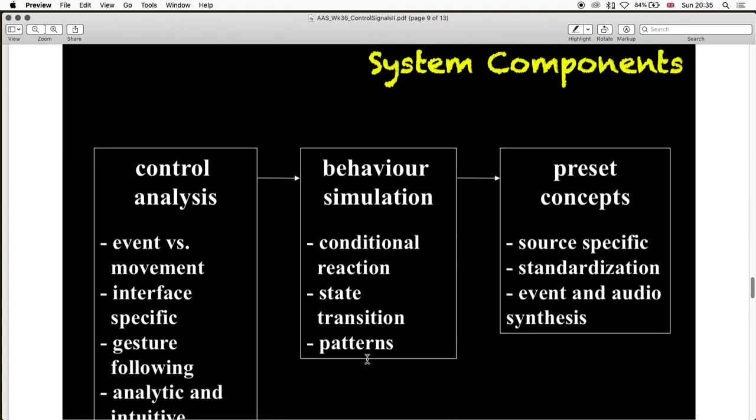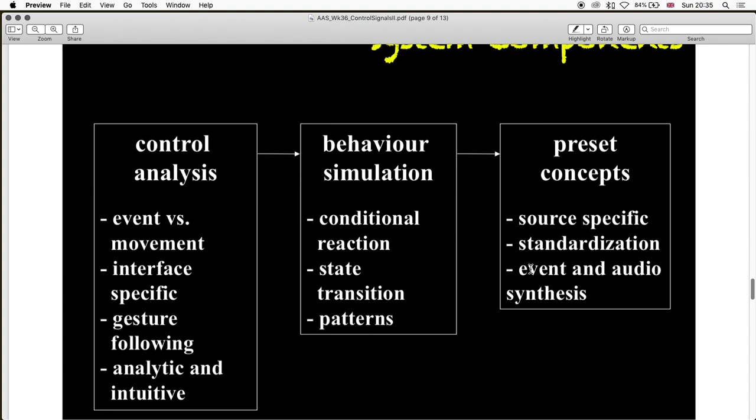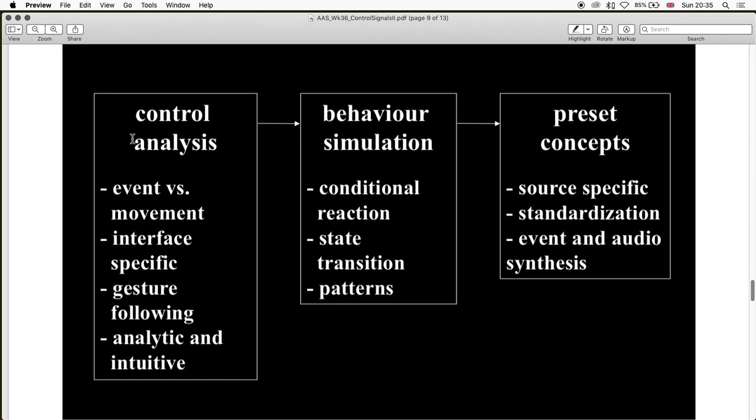Okay, so here is another graph of how things work out in terms of more complex systems. Here I've divided it in three things. First of all, control analysis. So what is the user doing and how we control that. We've talked about these things, so this is a bit of a summary. So we have events and movements. Control analysis algorithms are typically interface specific, so you wouldn't necessarily be able to just change it for another type of interface, because they depend on the physical properties and often the electrical properties of your sensors or interface.